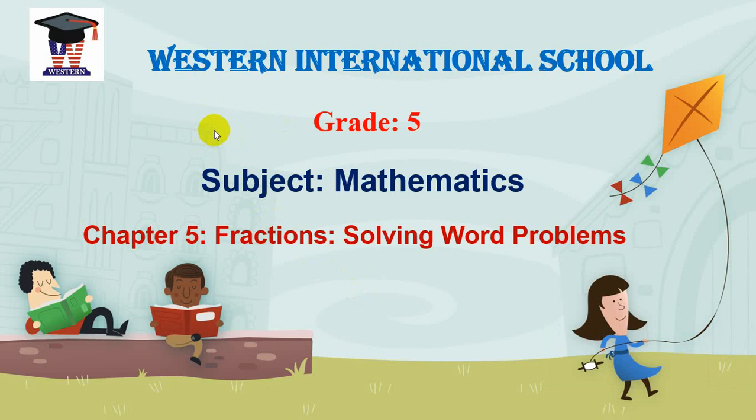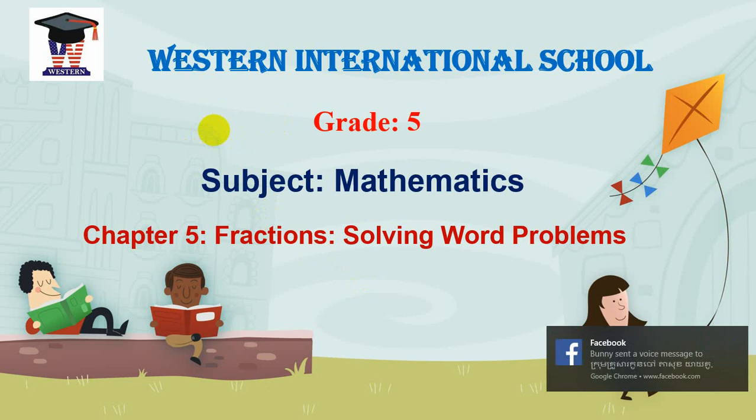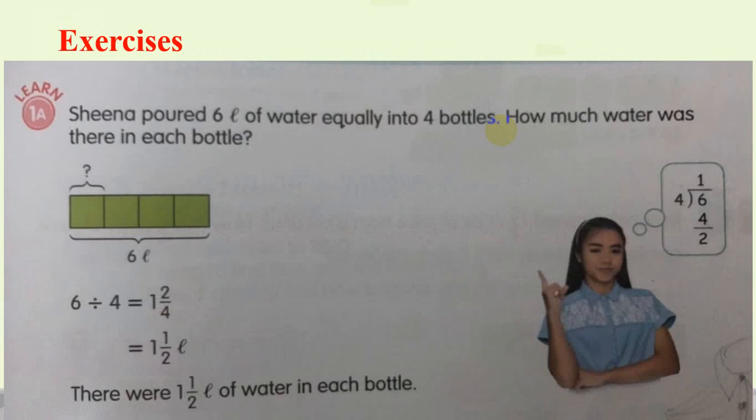So my topic today is related to chapter 5. It's about fractions and solving word problems related to fractions. You have learned fractions already in the previous chapter, but today we're going to solve word problems related to fractions. For today's lesson, I will take two exercises from the textbook: exercise Learn 1A on page 87, and another exercise, Learn 1B, also on page 87.